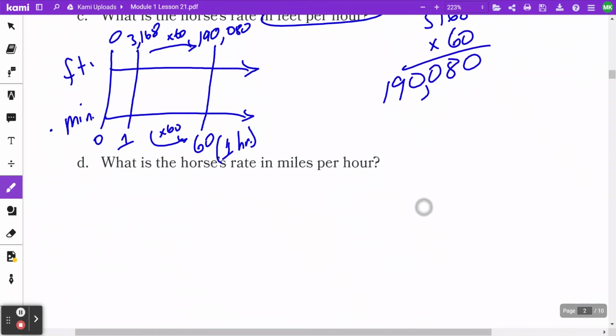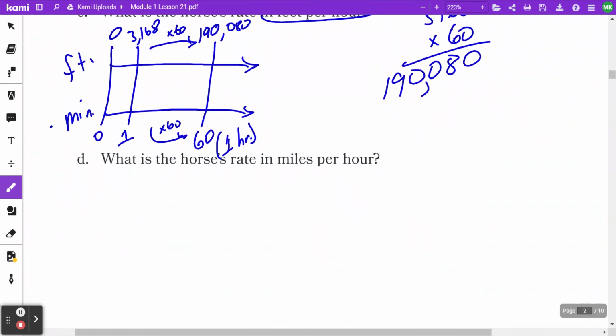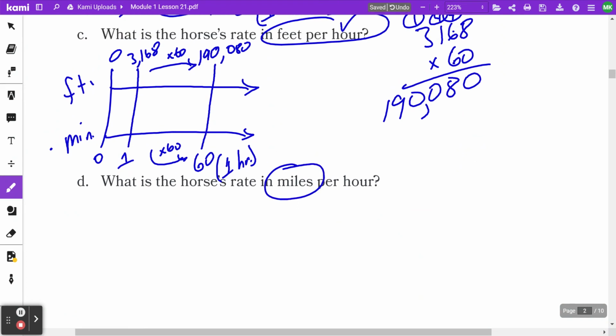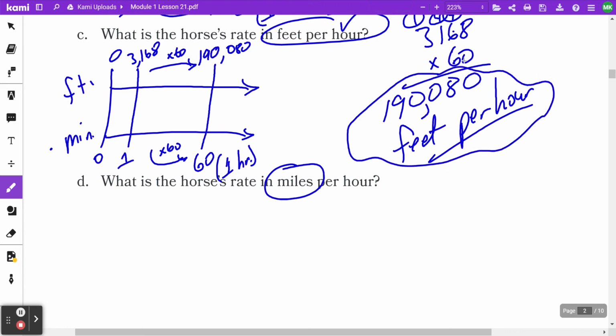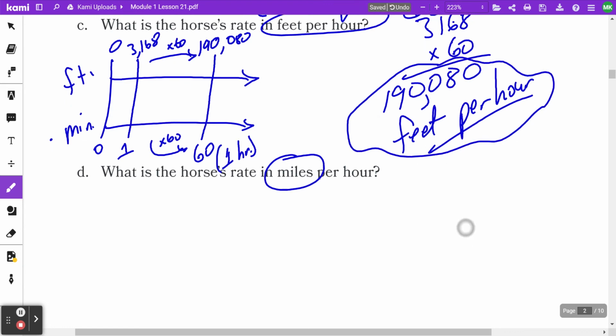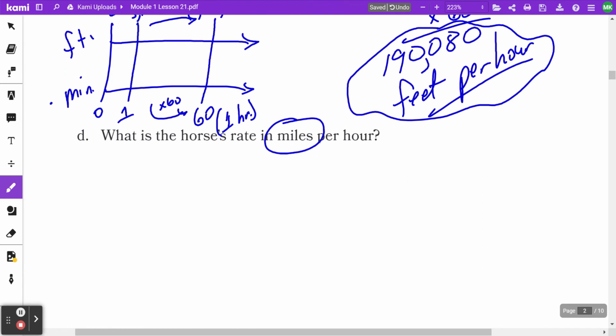Let's see. Now, in miles per hour. Are you kidding me? So that's a lot of feet. All right, so let's see. This is feet, in one, or you know what? Let me use the per word. Feet per hour. Okay, so there it is. Okay, now I need to convert to miles.